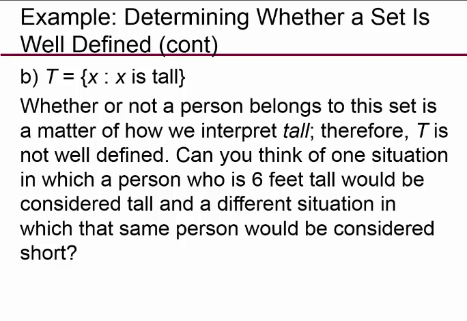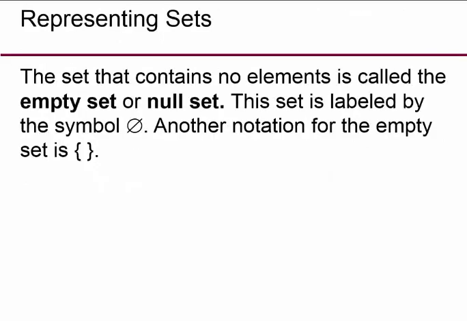Can you think of one situation in which a person who is 6 feet tall would be considered tall, and a different situation where that same person might be considered short? Perhaps the NBA would be one such example. The next thing is a set that contains no elements is called the empty set or the null set. The set is labeled by the symbol here given. Another notation for the empty set would be just two braces with nothing inside.